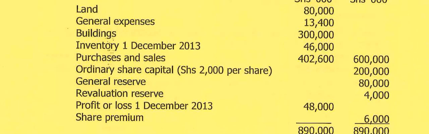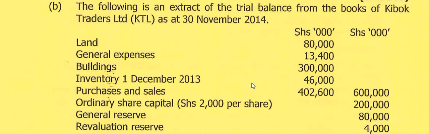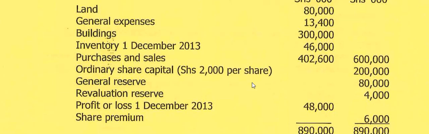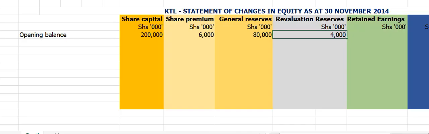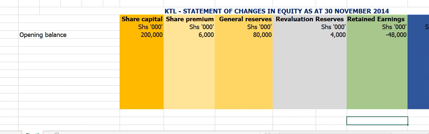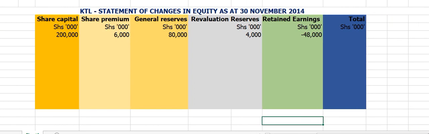The retained earnings, that is profit or loss at 1st December 2013, we have 48,000. But now, when we look at the 48 millions, this is on the debit column of the trial balance, meaning that these are losses. So, I'll enter them in my statement of changes in equity. But it's a loss, as you can see. It's a loss, 48,000.